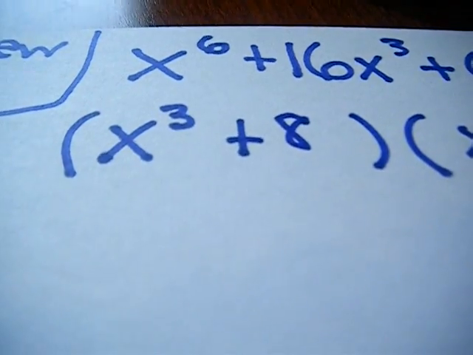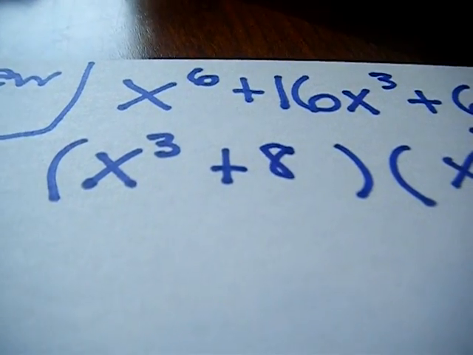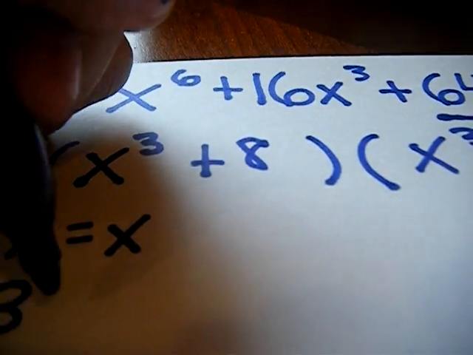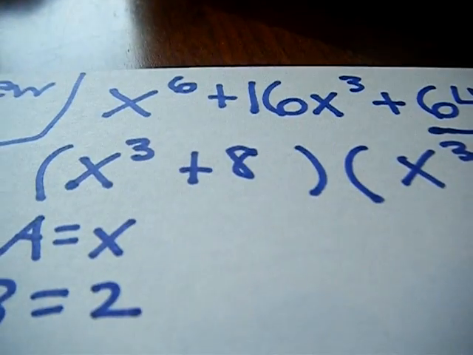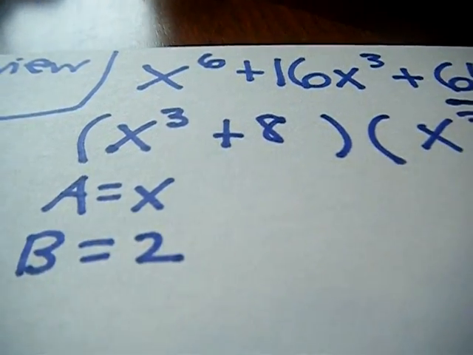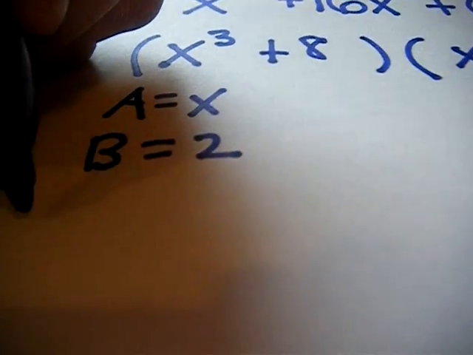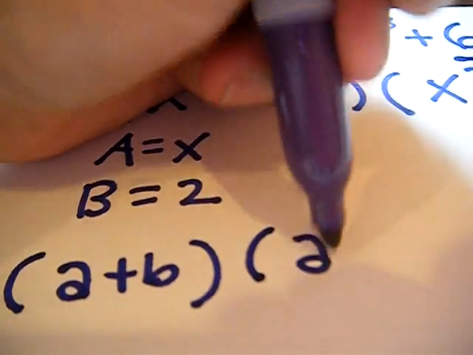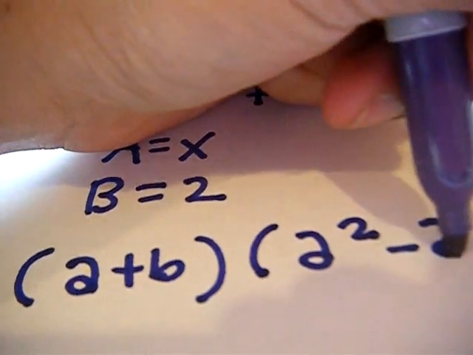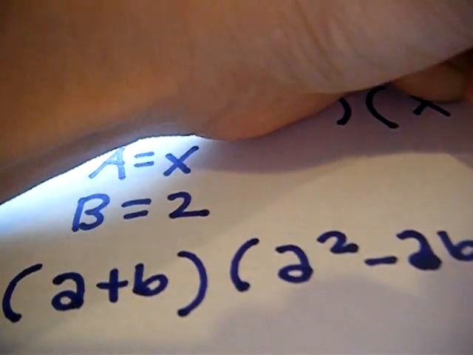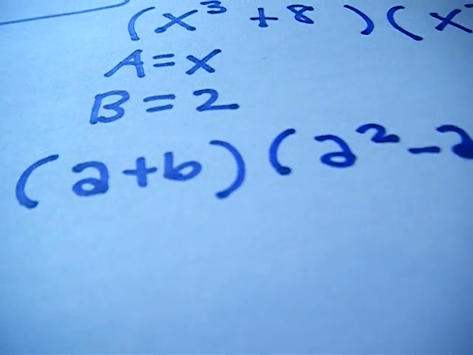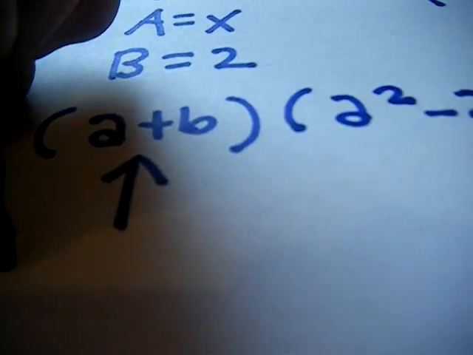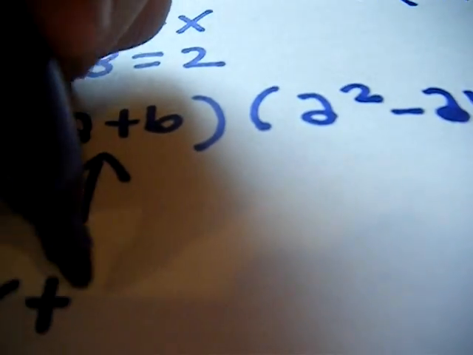So now what we have here is a sum of two cubes, and we know that a in this scenario is x and b is 2. So what we do here is we use the formula for the sum of two cubes, which is a plus b times a squared minus ab plus b squared. So then for here, we fill in a and b. We know that a is x and b is 2.